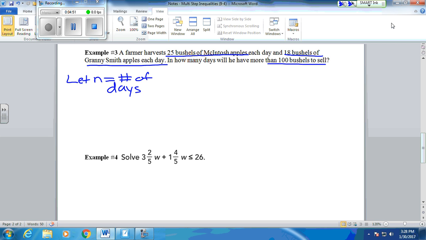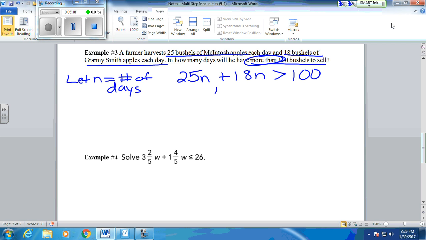Well, each day he sells 25. So 25 is the coefficient being multiplied by the number of days. And then he also sells 18 bushels of Granny Smiths each day, so that's the other coefficient also being multiplied by the number of days. We're looking for more than, and again, that's not talking about addition in this scenario, it's talking about an inequality. More than means greater, so more than 100.